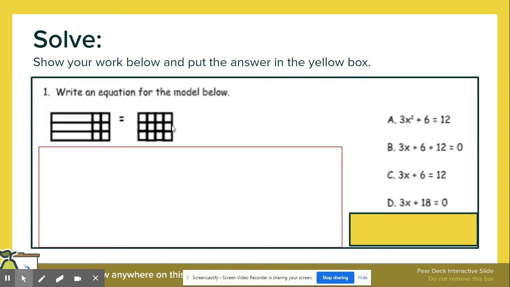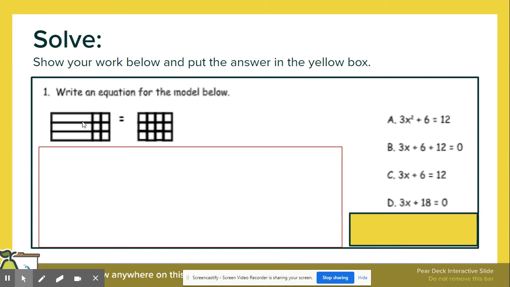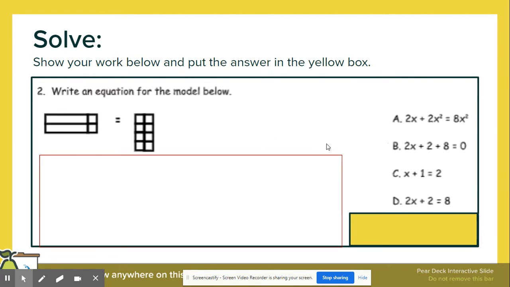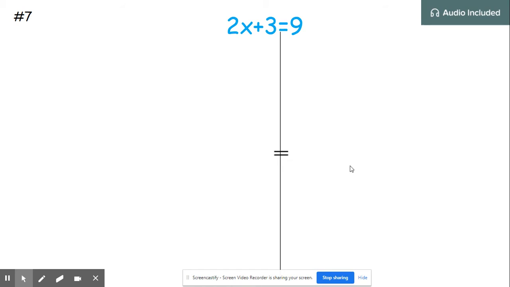Okay, now you're going to show me your work below. Use the pencil and do it, and then put your result right here. If it's blank, that means it's positive. If it was colored in, then it would be negative. Just tell me your answers for the next one as well. Now you may watch the rest of the video until the end. Once you're done watching the video, you may come back to this slide.